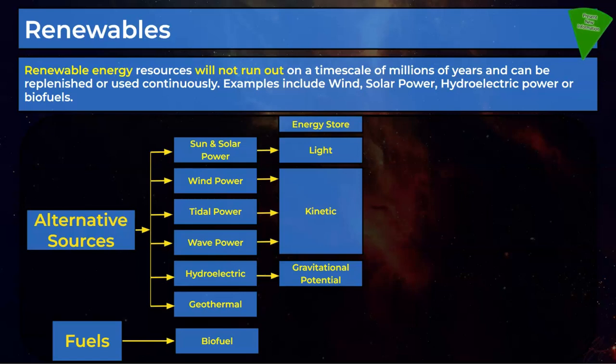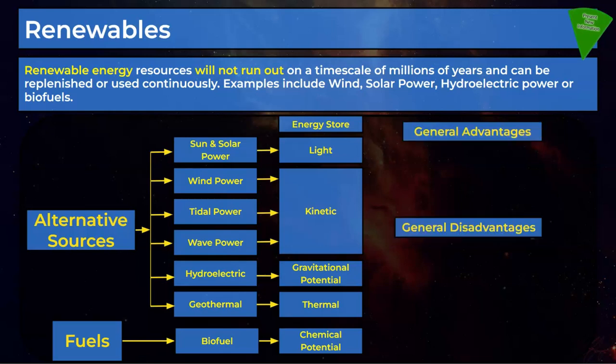But the thing that generates that kinetic energy in the case of hydroelectric is the water falling from a higher gravitational potential to a lower, and so it's gravitational potential, which is the initial store. Geothermal is obviously thermal, so directly from the Earth's ground, and biofuel is chemical potential, like our fossil fuels were. Remember, our nuclear fuels come from nuclear potential. So you can see there clearly the difference between the energy stores and the energy resources that utilize them.